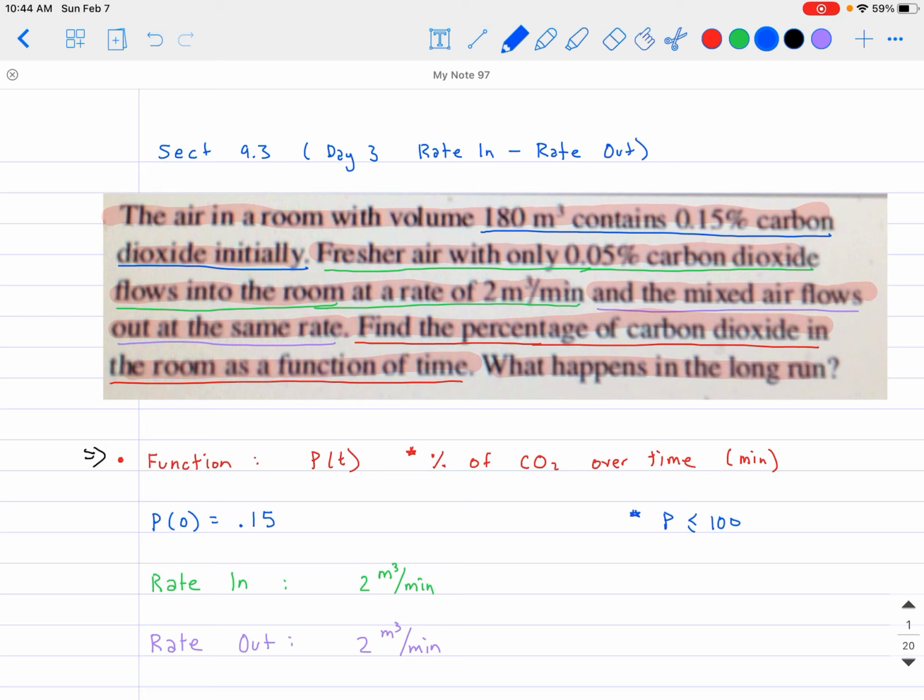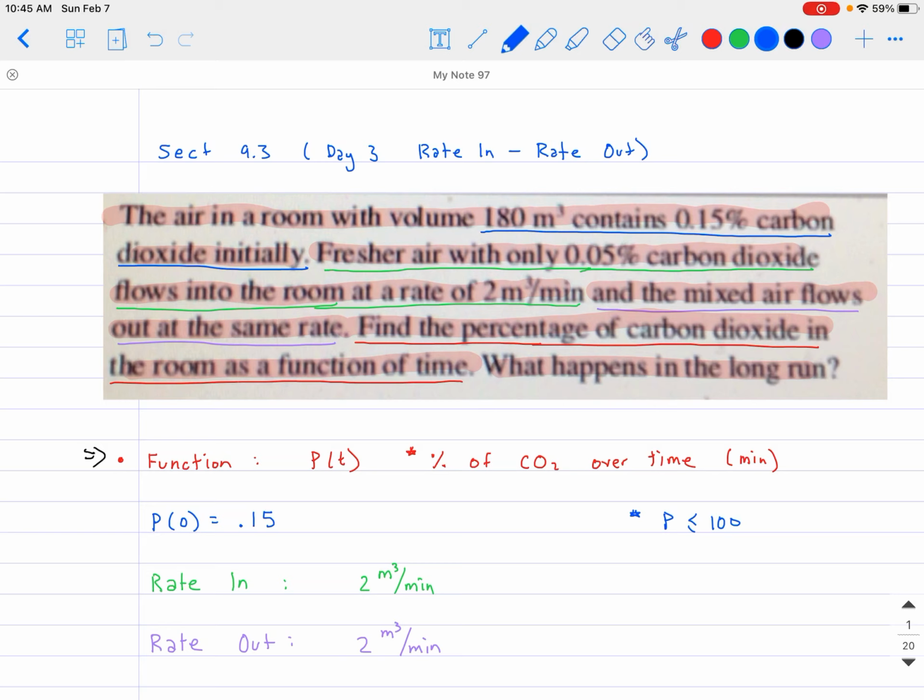Okay, next in the middle, they're telling us what's the rate going in and what's the rate going out. So the rate going in is the 2 cubic meters per minute, and also 2 cubic meters per minute going out at the same time. So going in and out of the room, you basically have the same rate in terms of cubic meters per minute.